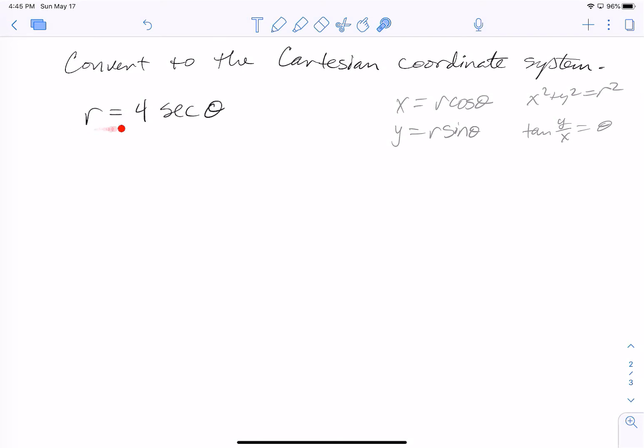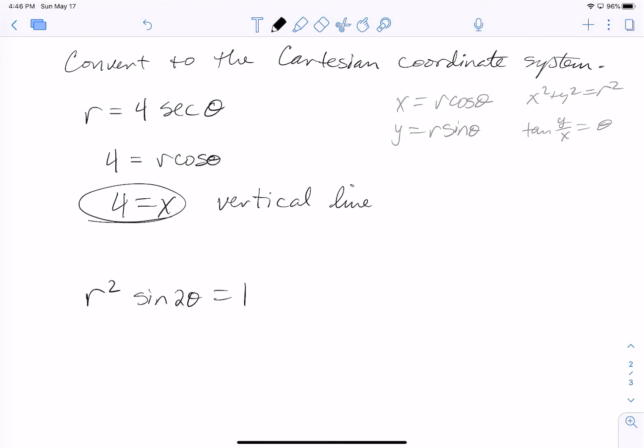We have here r equals 4 times the secant of theta. I'd like to be able to express what I see in the equation in terms of some of these conversions. And so it seems to me that if we multiply both sides by the cosine of theta, then we're going to end up with 4 equals r times the cosine of theta. Well, that means that 4 is equal to x, and we have here a vertical line.